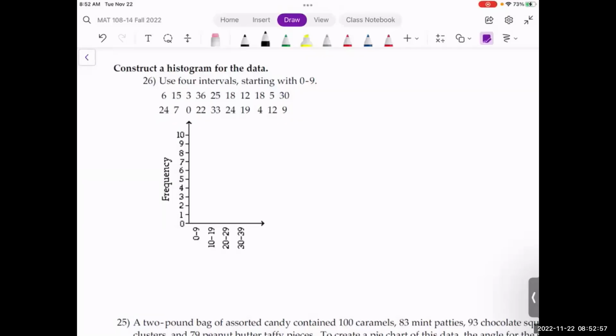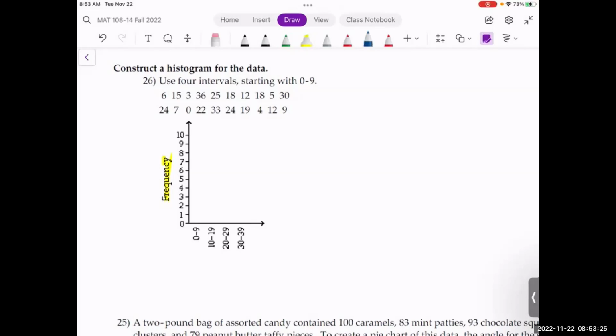So 26, they give you raw data and they ask you to construct the histogram for the data, right? They are not doing the probability histogram, they are doing the frequency histogram here, right? How did I know that? Because they are giving you the frequency in numbers. All right. So what do you want to do?